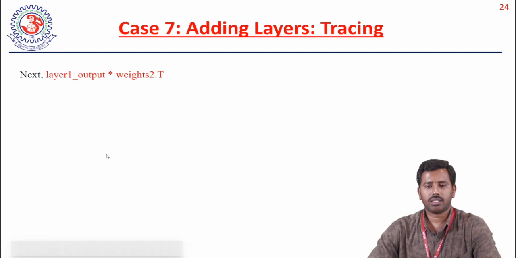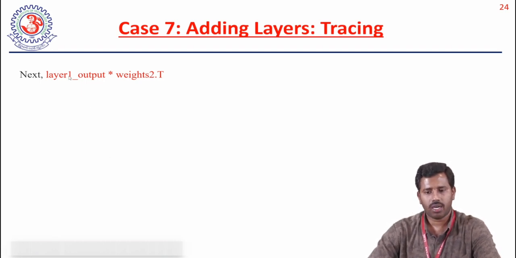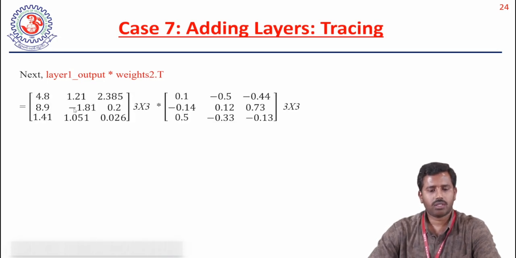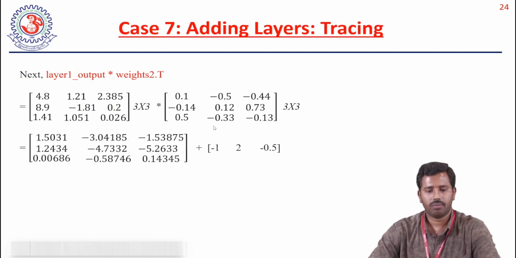So now let us discuss how to apply the weighted sum on layer1_output with weights2 transpose. This is the answer of layer1_output. After applying the transpose on the weights2 matrix, this is the final answer. On that you are applying a weighted sum. This is the final answer. On this final answer you are adding the bias2.